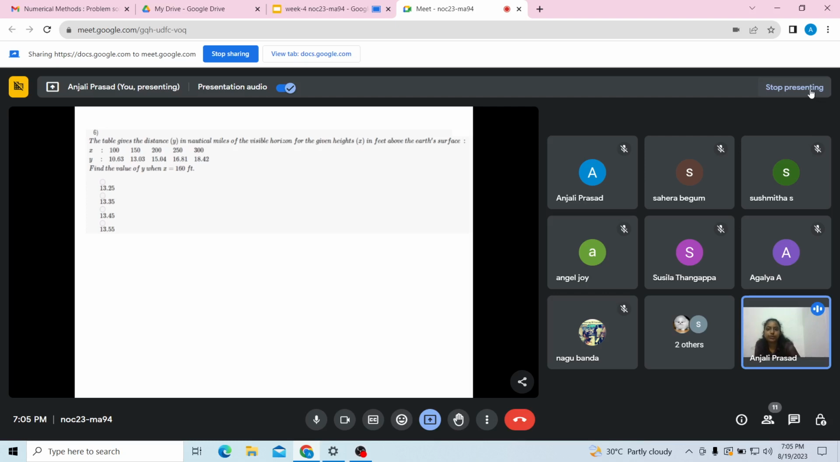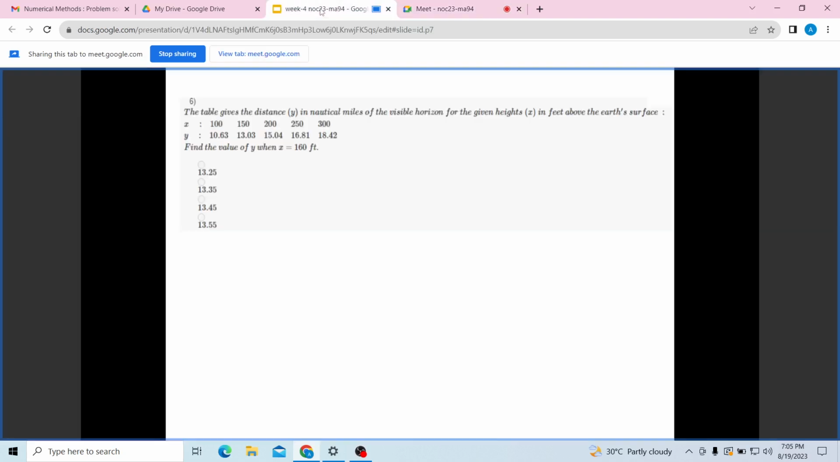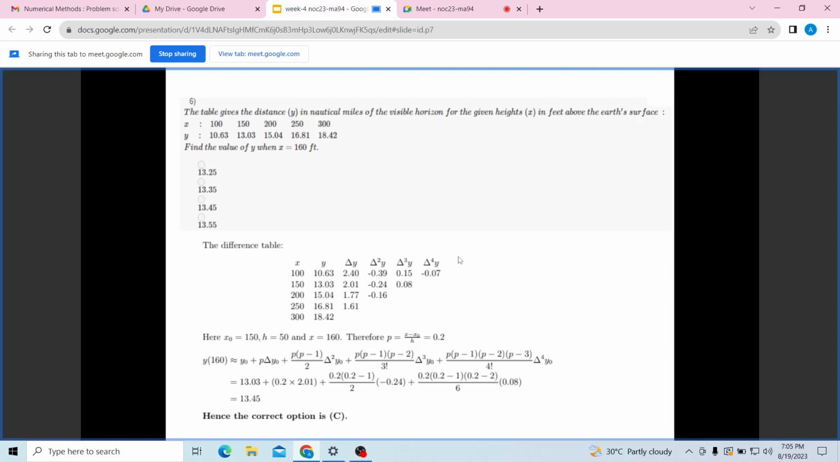So the correct option is C, that is 13.45. Okay, so here it's given using the forward difference operator, that is forward difference interpolation method. For that you need to find the table first, right?